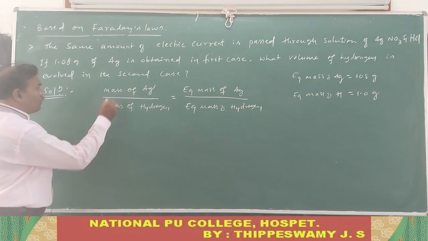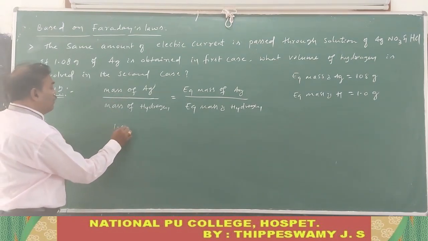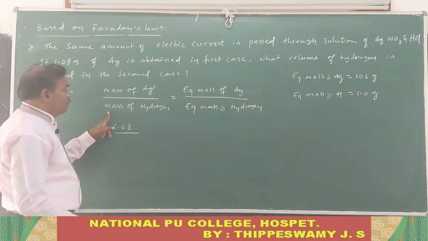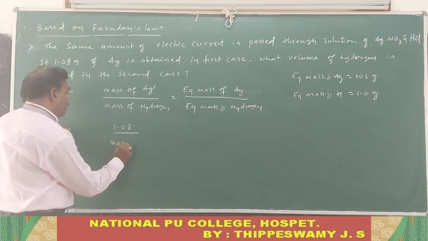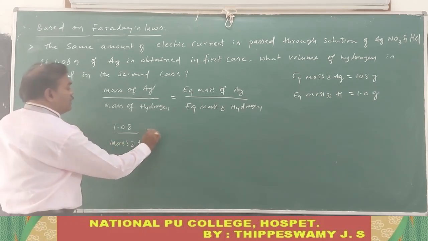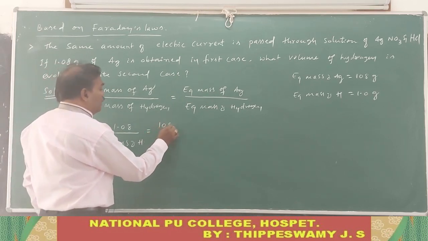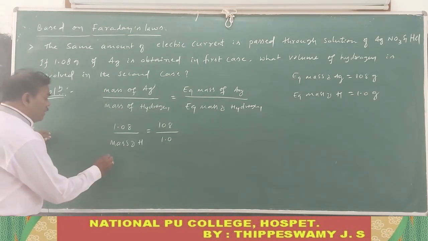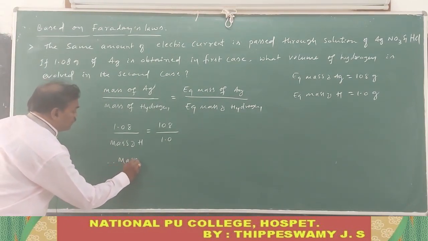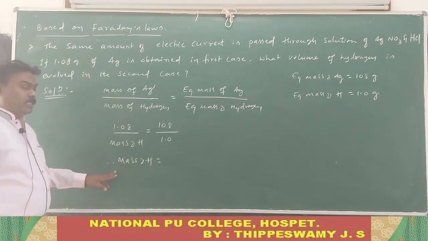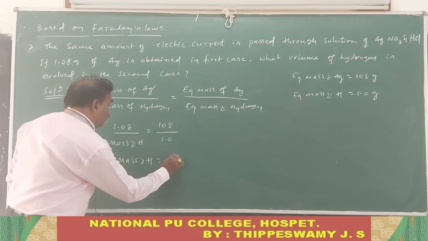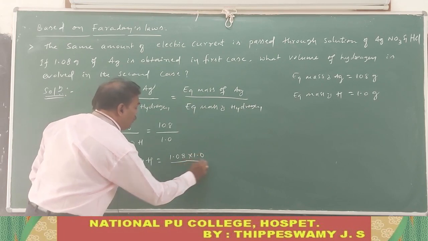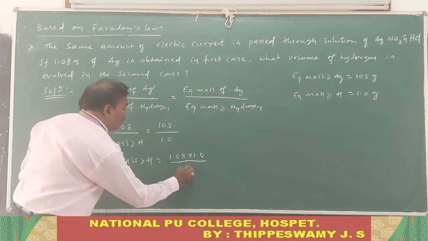Substitute the values. What is the mass of the silver obtained? 1.08 divided by the mass of hydrogen, which we have to find, is equal to equivalent mass of silver, 108 gram, divided by equivalent mass of hydrogen, 1.0 gram. Then mass of hydrogen is equal to, what do you write? 1.08 into 1.0 divided by 108.